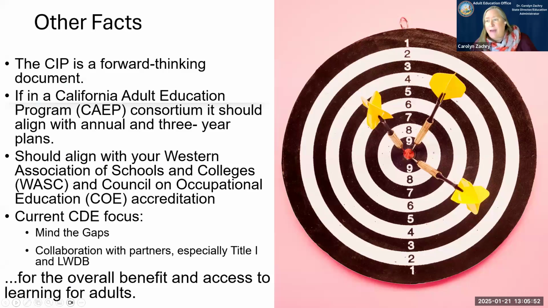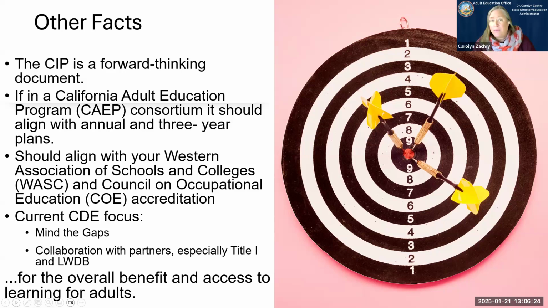Some other important facts about the CIP, and I think we've been doing this long enough now that I hope everyone remembers that the CIP is a forward-looking document. You're going to be turning in your continuous improvement plan. It's due the end of April, but it's for the 2025-26 academic year. It's not for this current year, it's forward looking.